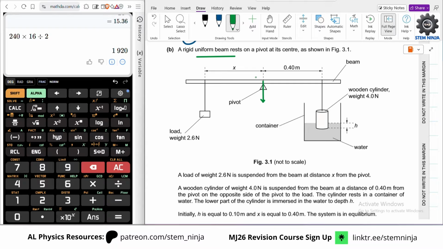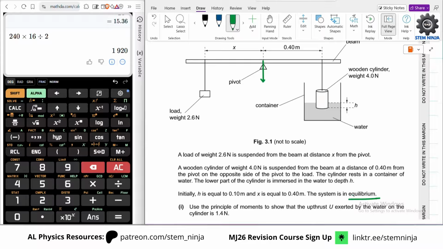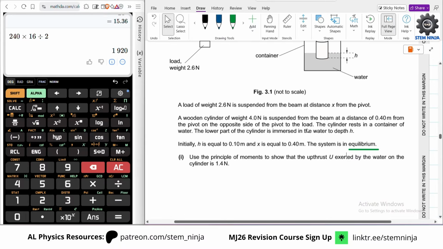The cylinder rests in a container of water. The lower part of the cylinder is immersed in water to depth h. Initially, h is equal to 0.1 meters and x is equal to 0.4 meters. Okay, the system is in equilibrium, so we can use the principle of moments. Use the principle of moments to show that the upthrust U exerted by the water on the cylinder is 1.4.